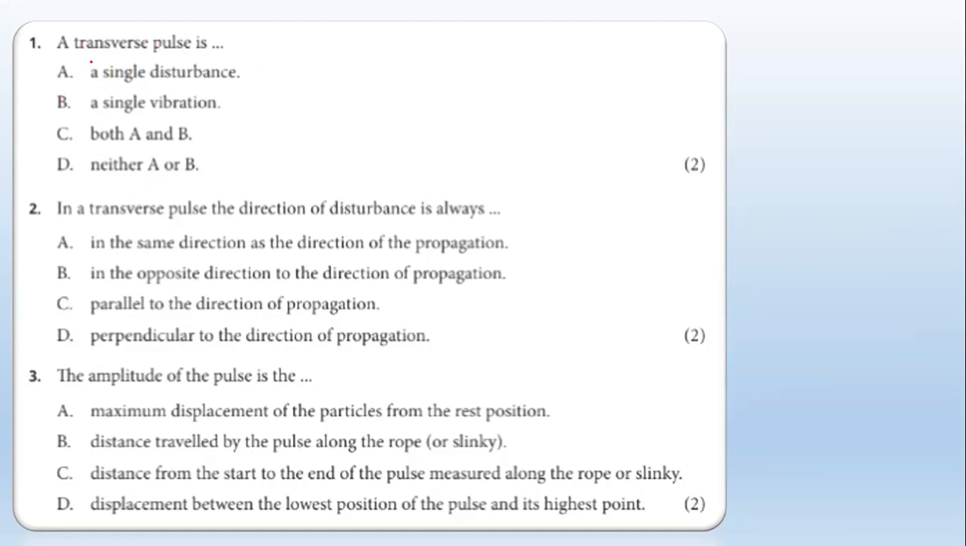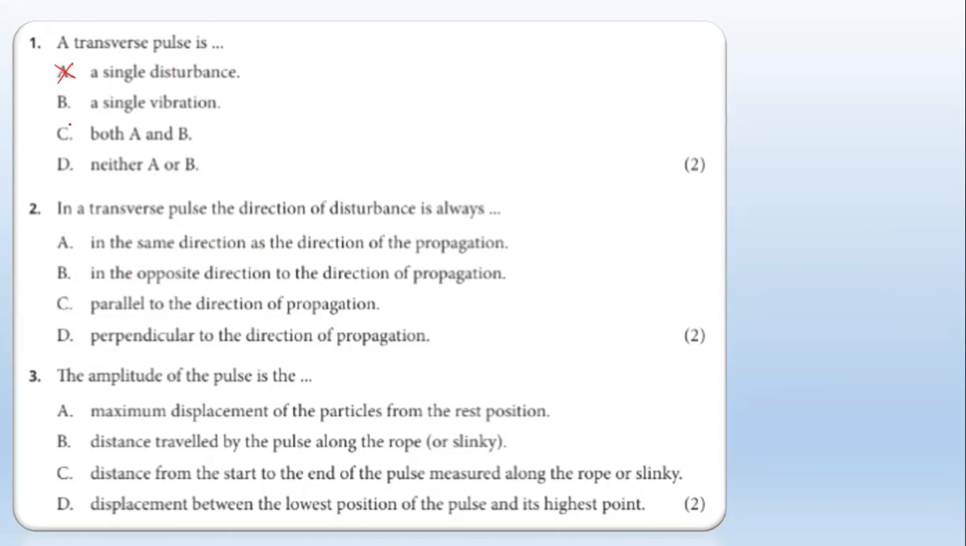So now, number one, it says a transverse pulse is, let's start to choose the correct option here. A transverse pulse is a single disturbance. No, a transverse pulse is not a single disturbance. A pulse is a single disturbance, not a transverse pulse. We have learned that, right? Now, option A is totally out.